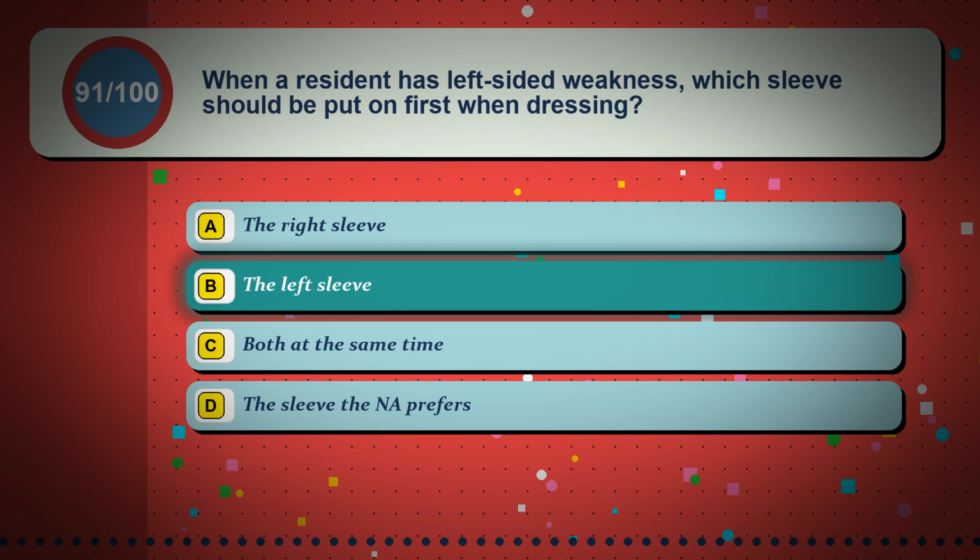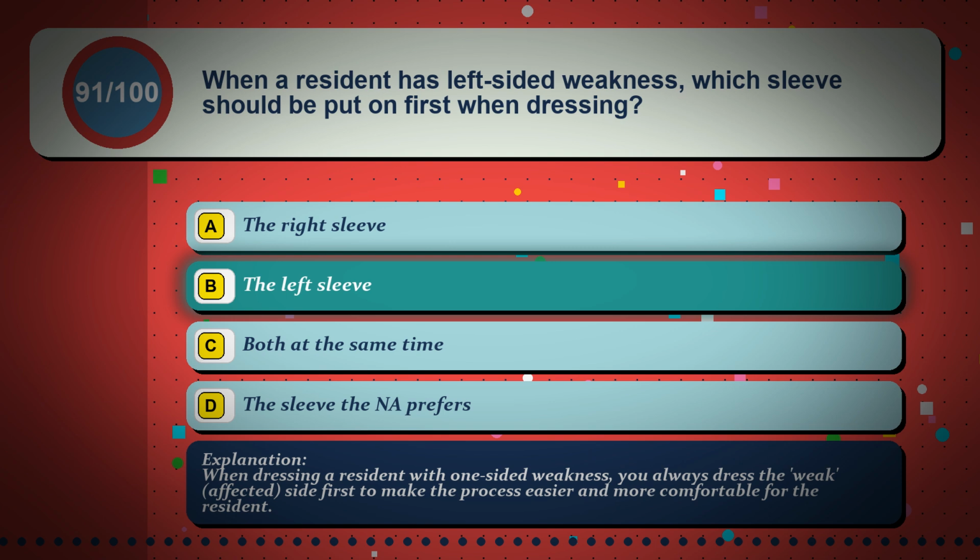The correct answer is option B, the left sleeve. When dressing a resident with one-sided weakness, you always dress the weak affected side first to make the process easier and more comfortable for the resident.